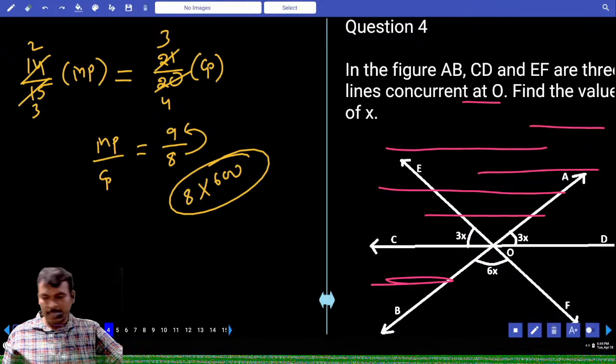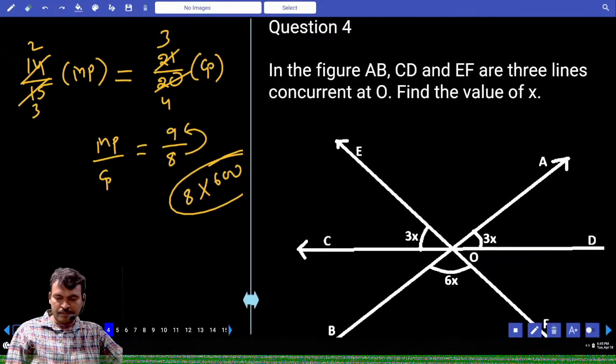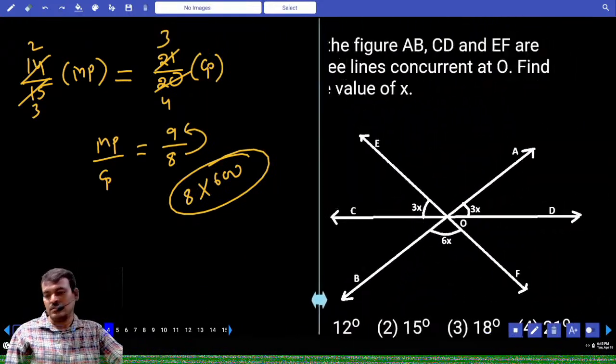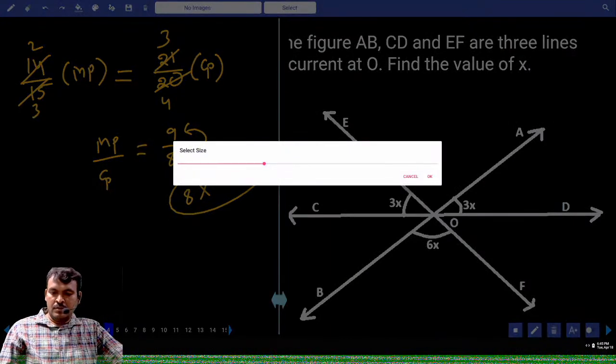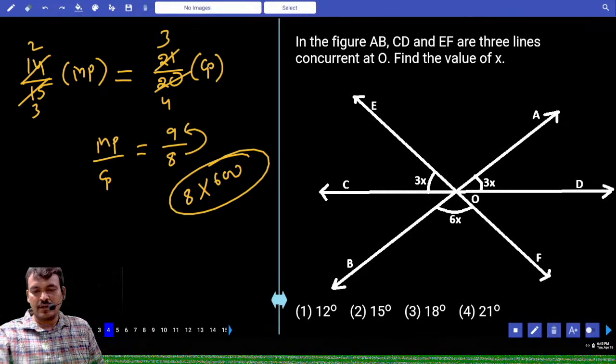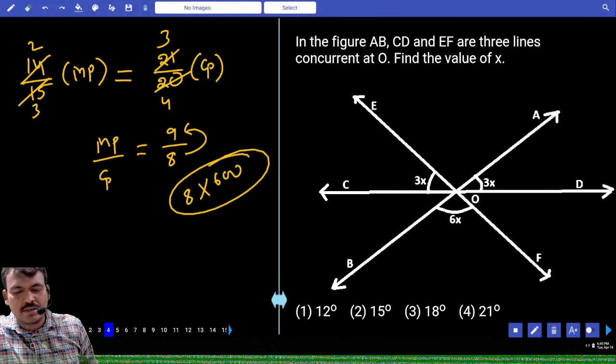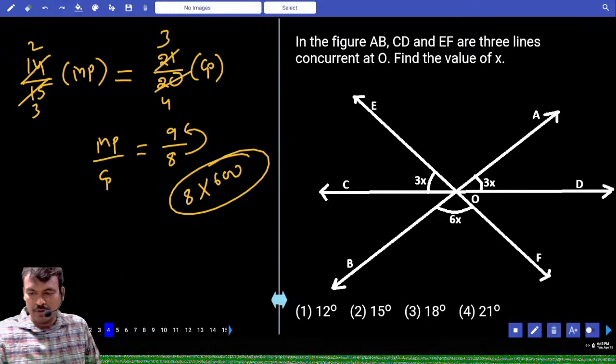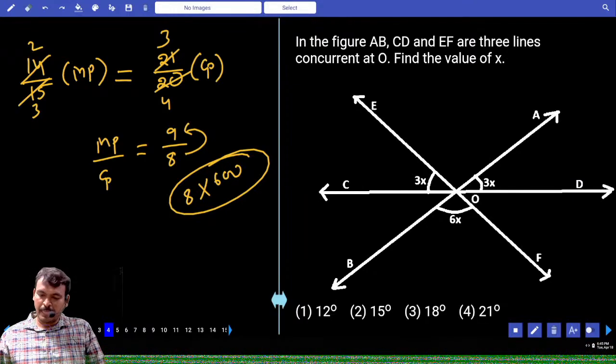4,800. Next, question number 4. In the figure, AB, CD and EF are 3 lines concurrent at O. Find the value of x.